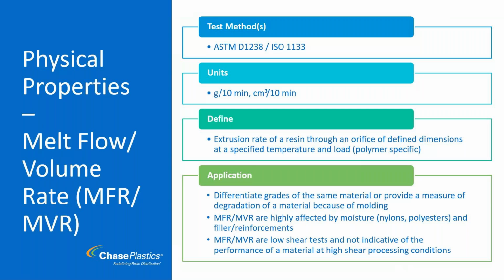Next question, why does ABS have better low temp impact versus polycarbonate? ABS has butadiene. It's the B in ABS, which is a rubber, has a low Tg, so low glass transition temperature that aids in its impact, and specifically its low temperature impact.